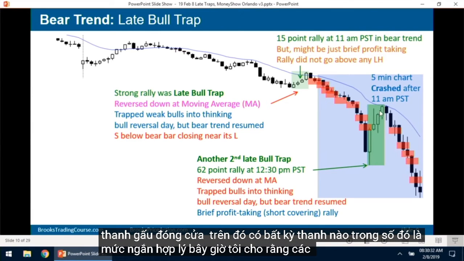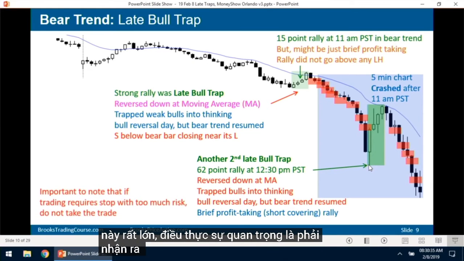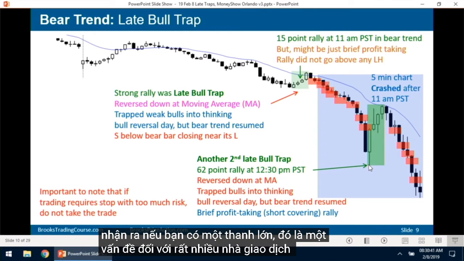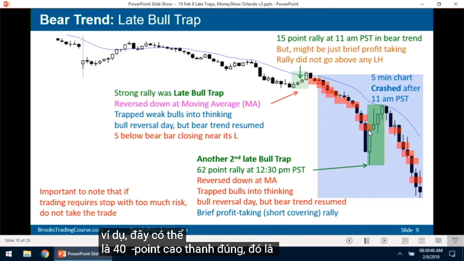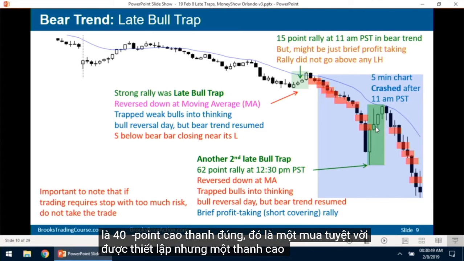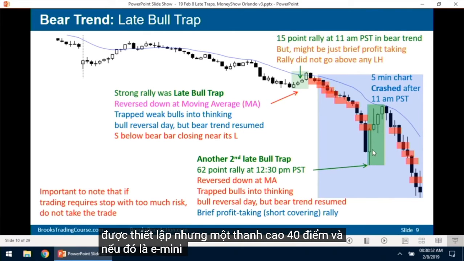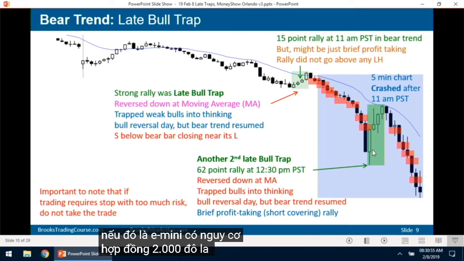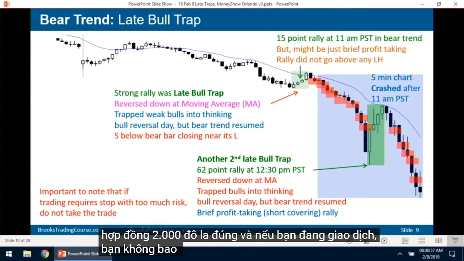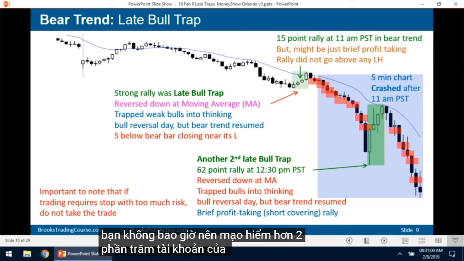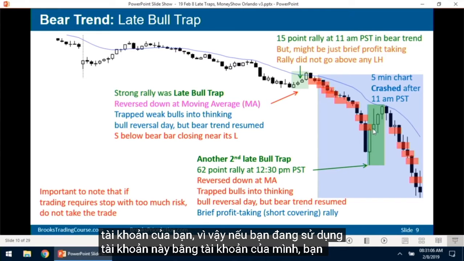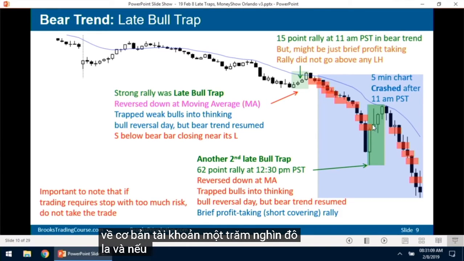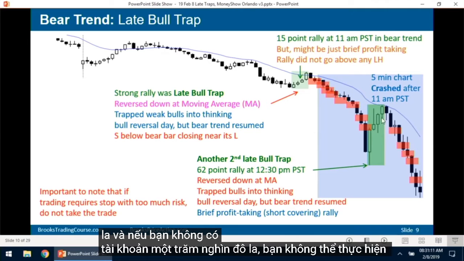Now, I said these bars are huge. It's really important to realize if you have a huge bar, it's a problem for a lot of traders. For example, let's say this might be a 40-point tall bar. It's a great buy setup, but a 40-point tall bar. And if it's the E-mini, that's risking $2,000 a contract. And if you're trading, you should never be risking more than 2% of your account, 3% of your account. So if you're taking this buy, your account has to be basically a $100,000 account. And if you don't have a $100,000 account, you cannot take that buy.